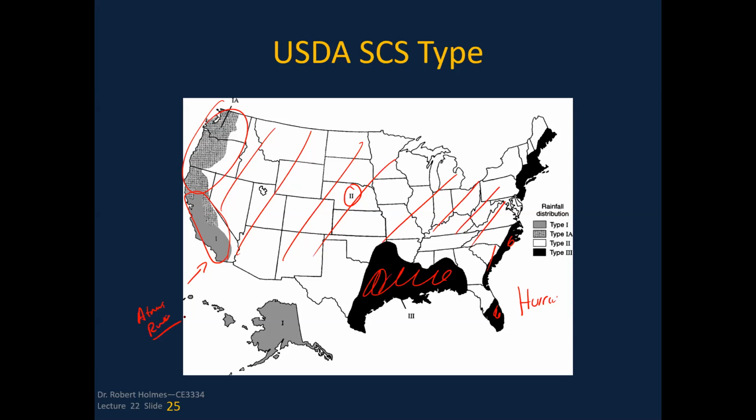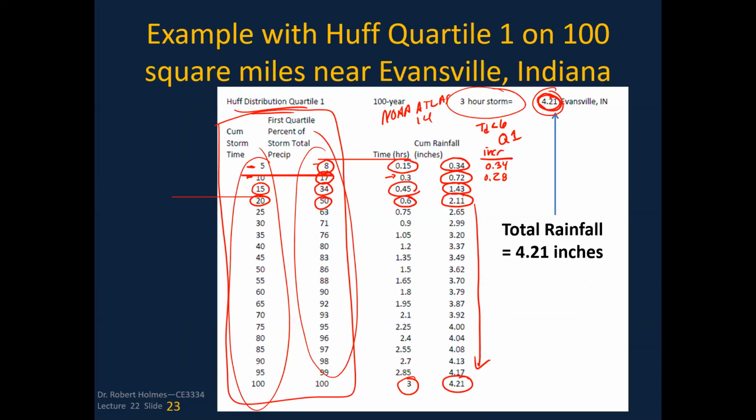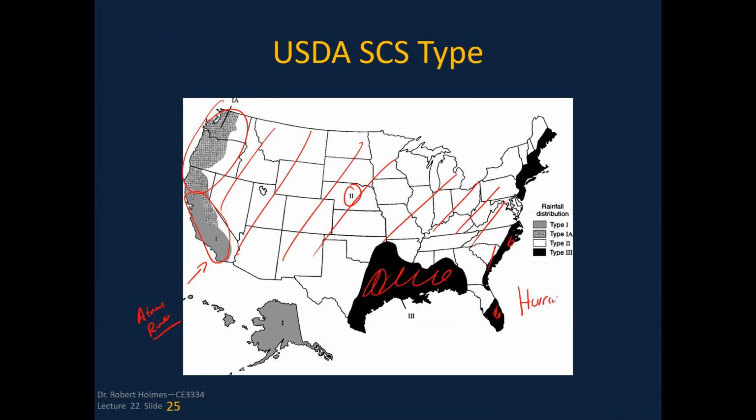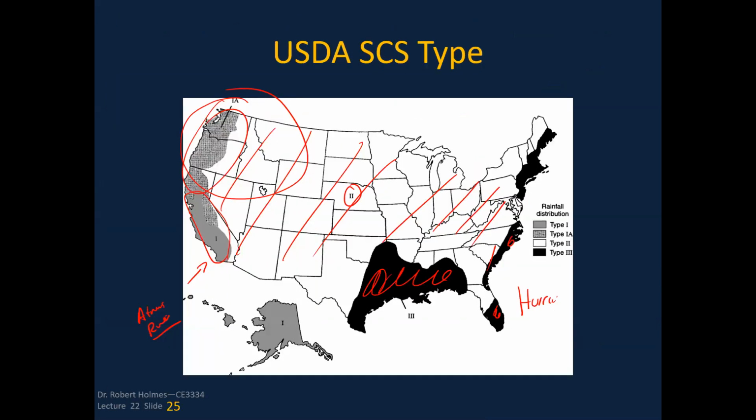But again, this is a legacy type, and it's the same thing. I mean, you pick your type. If you're up here in the Pacific Northwest, you're going to be either a type 2 or a type 1A. The same way I use the Huff's distribution, you use it to get your distribution of your rainfall.